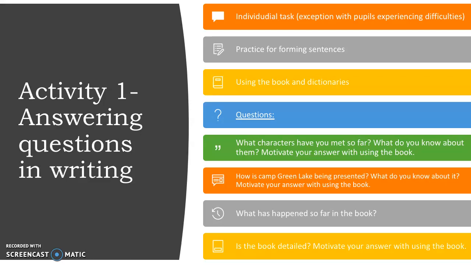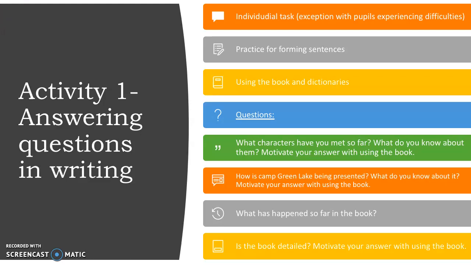And the questions that they will answer are: What characters have you met so far? What do you know about them? Motivate your answer using the book. How is Camp Green Lake being presented? What do you know about it? Motivate your answer using the book. What has happened so far in the book? And is the book detailed? Motivate your answer using the book.